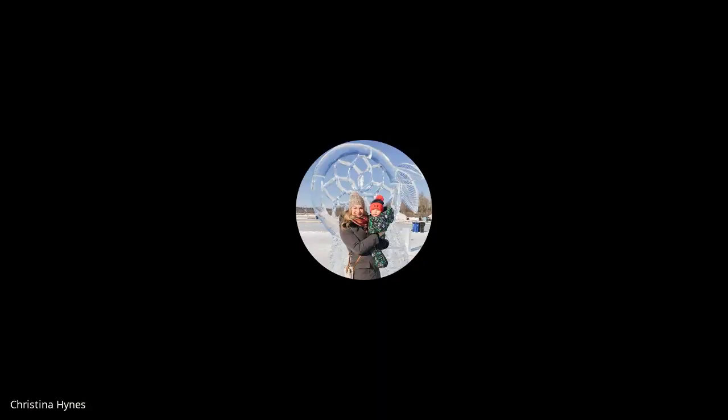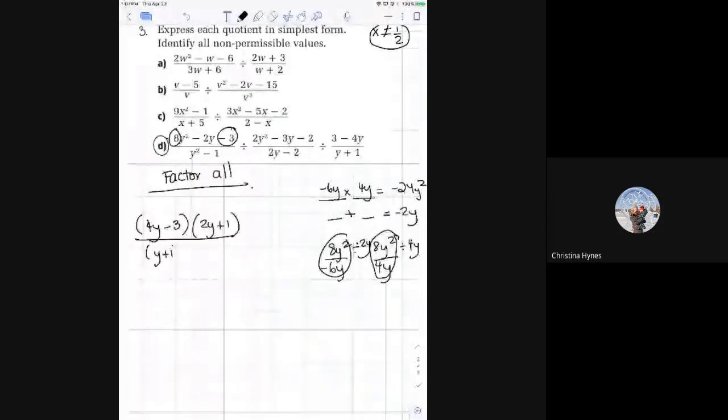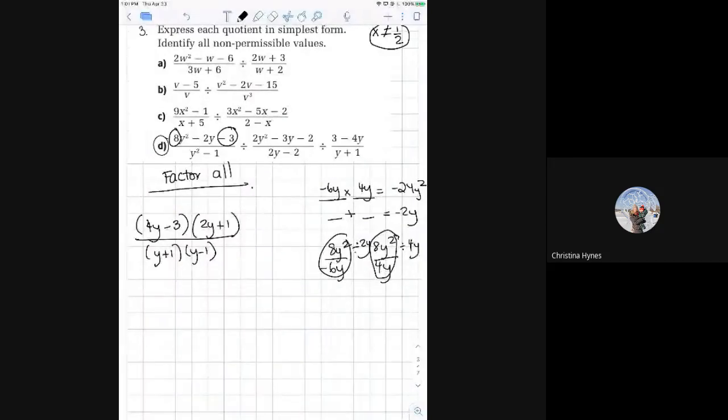Okay, so that's the first fraction, or the top of the first fraction. I have a difference of squares, which is y plus 1, y minus 1. So whenever you have y squared with a sign of a perfect square, you need to factor it like that. Dividing by. Now we're going to factor this guy right here.